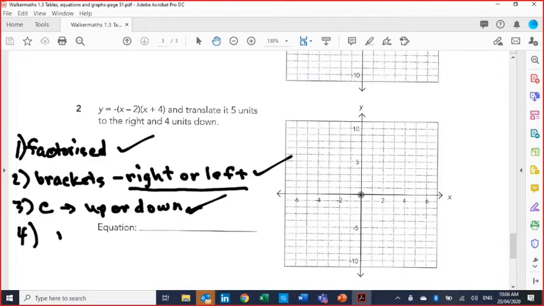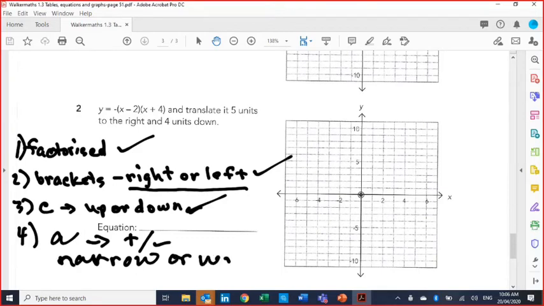Then the last thing is check your A, because it could also be flipped upside down. In other words, reflected, which means your A turned from either negative to a positive or positive to a negative. So did your A change signs? Okay. Also, did it get narrower? Or wider, which means that you have a multiplier.